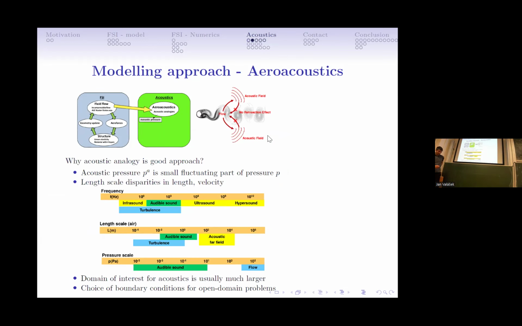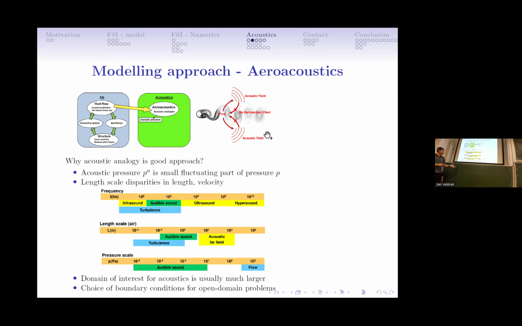So as I mentioned already, why use some hybrid approach, some acoustic analogy? A good idea is that we would like to solve a very tiny part of the overall pressure, and we also have big disparities in lengths and velocities, where the typical length of our fluid structure is rather millimeters or similar, whereas the typical length scales for acoustics are rather meters.